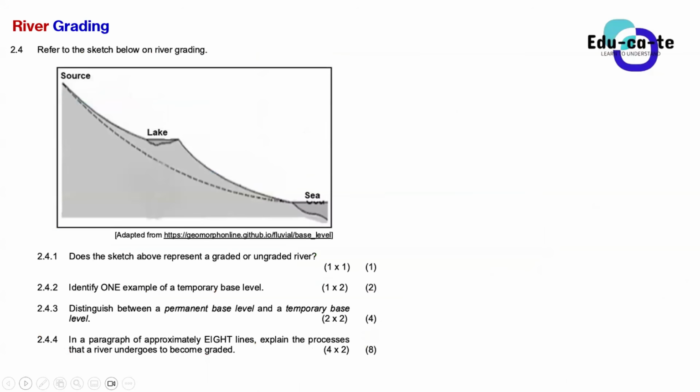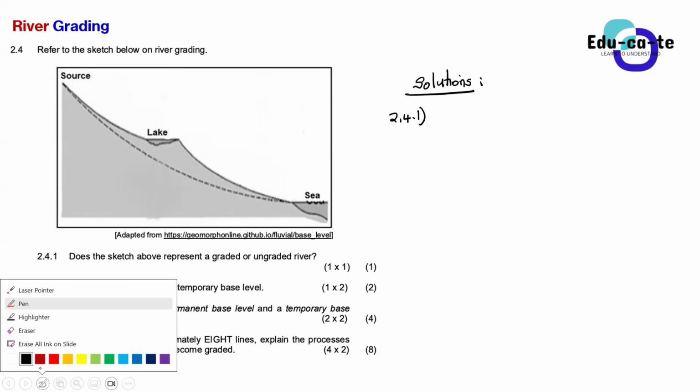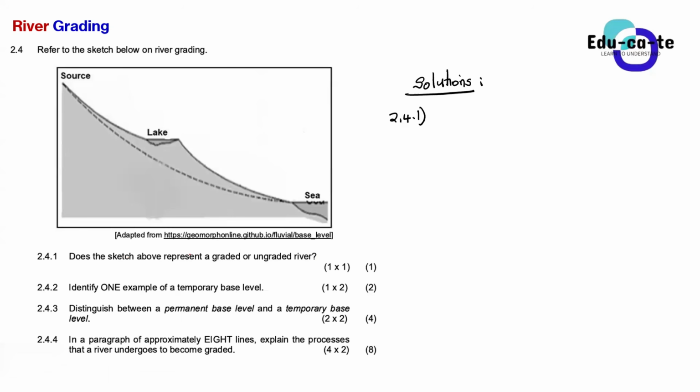Look at this one. Refer to the sketch below on river grading. So let's refer to it and try to answer the questions that follow. Now, 2.4.1. Does the sketch above represent a graded or an ungraded river?